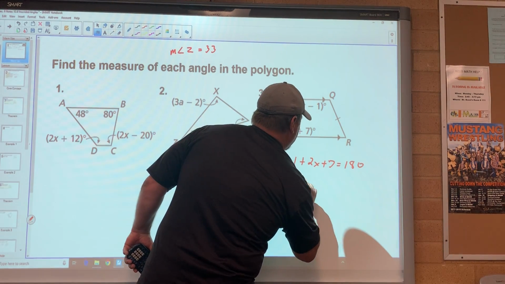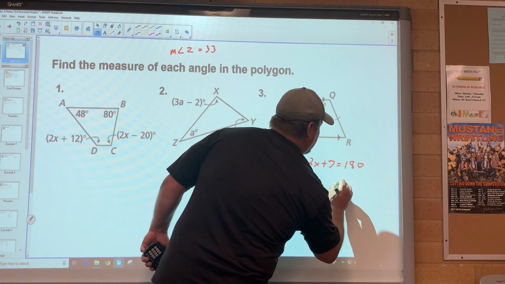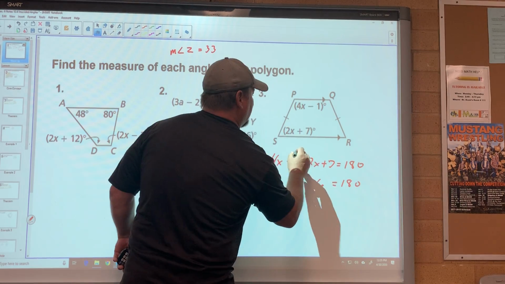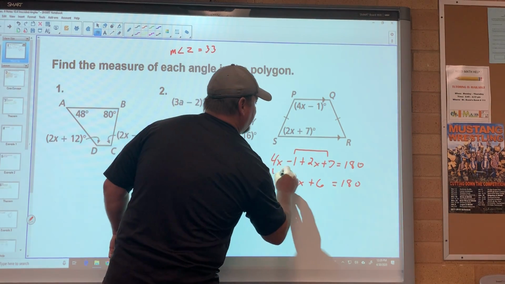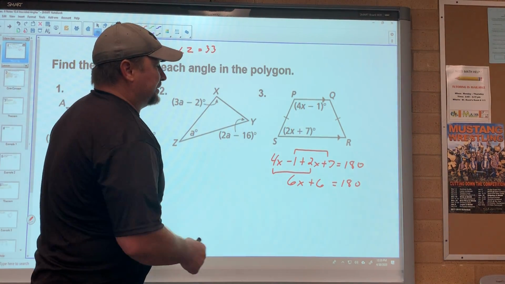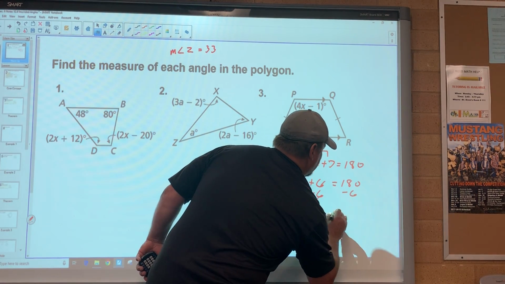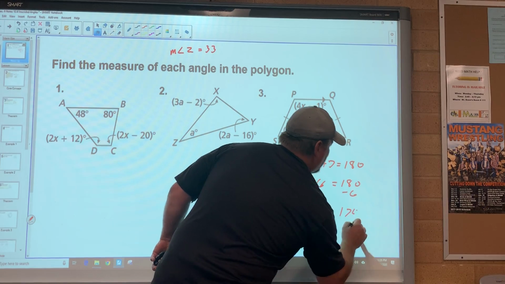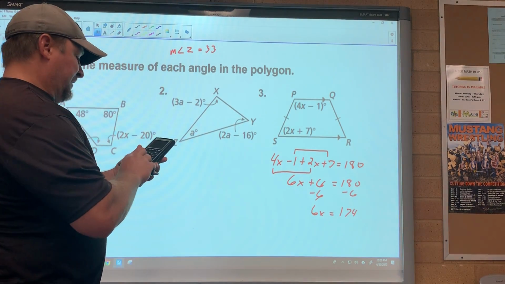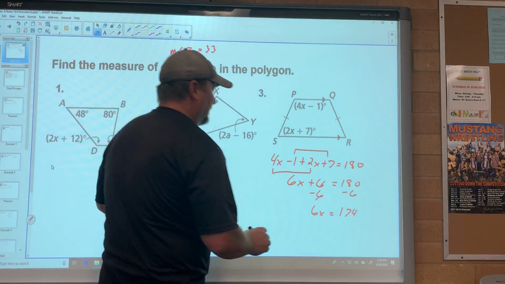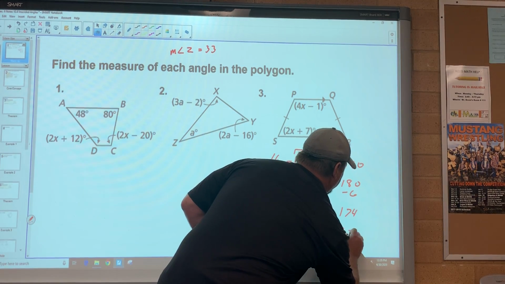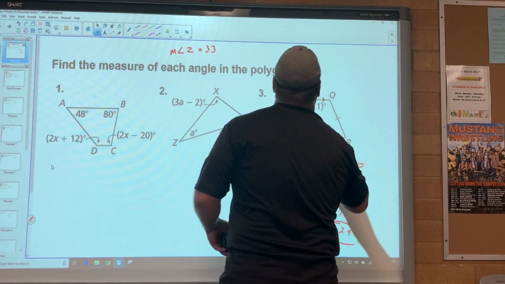Then we have 6x plus 6 equals 180 when I do my combining of those two and the combining of these two. And then I'll subtract 6 this time. 6x equals 174. 174 divided by 6 is 29. And now I'll plug it back in to find each angle.